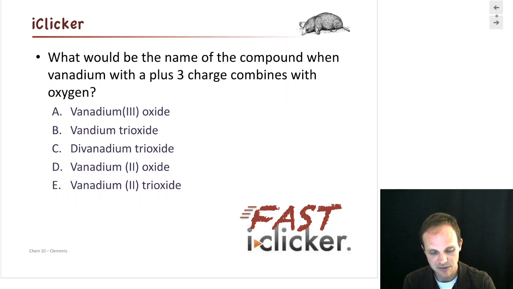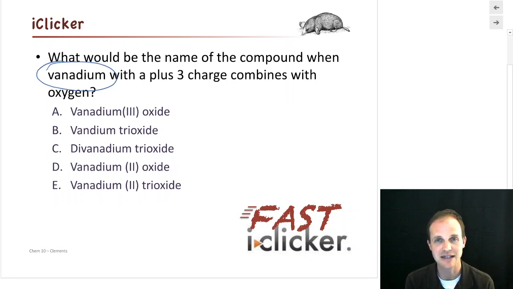Well, with vanadium with a +3 charge, find vanadium on the periodic table. It's in the transition metals. And so we know we're going to be using the Roman numerals. So we can cross off B, we can cross off C, because we know Roman numerals are involved. It's got a +3 charge, so in my Roman numerals is the 3. And now A must be my answer.